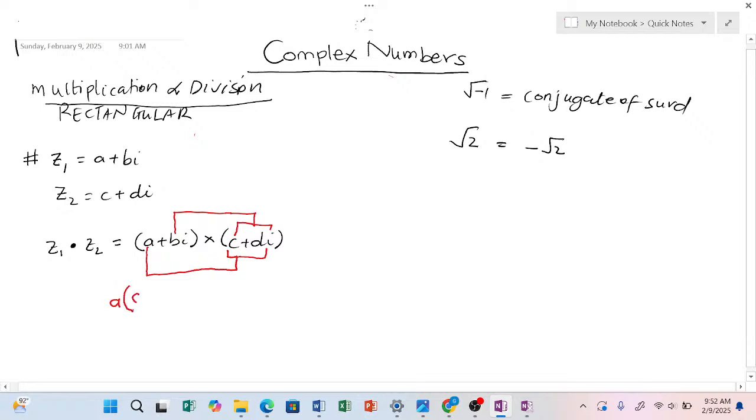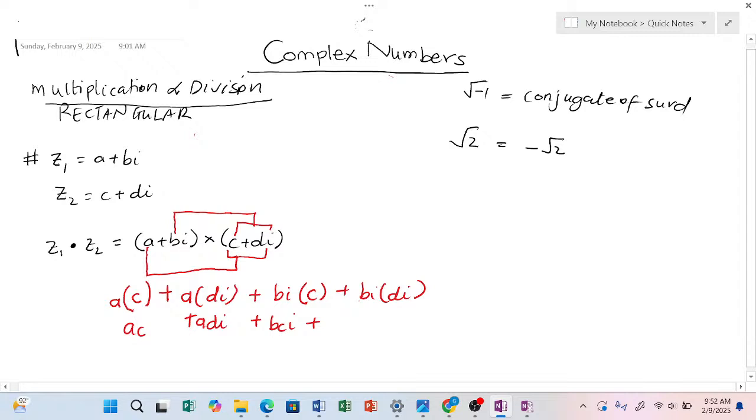A multiplying c, plus a multiplying di. Then we take bi multiplying c, plus bi multiplying di. So these are real numbers multiplied. That will give us ac, plus a real number multiplying an imaginary number, that is adi, plus an imaginary number multiplying a real number, that is bci. They will all carry the i.